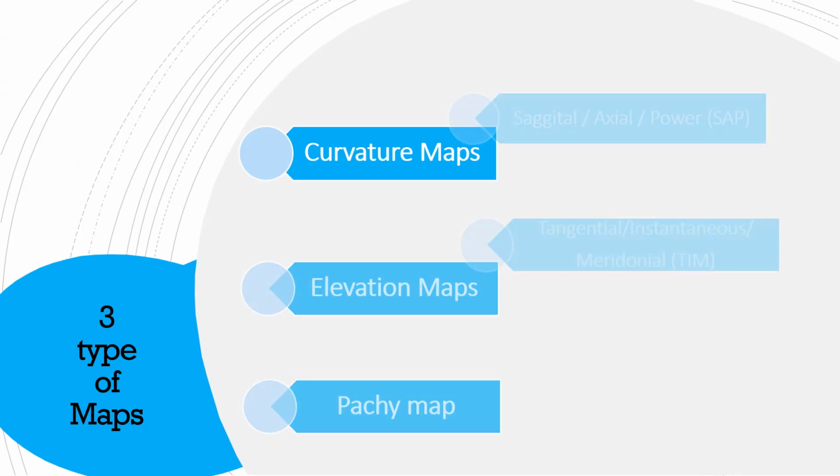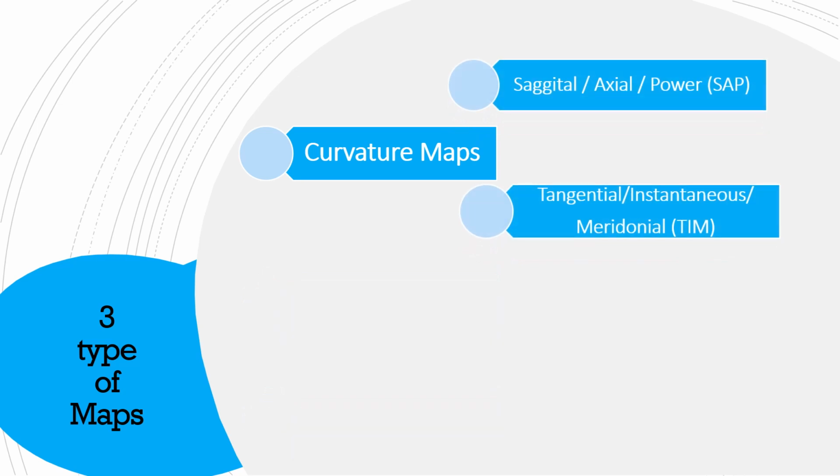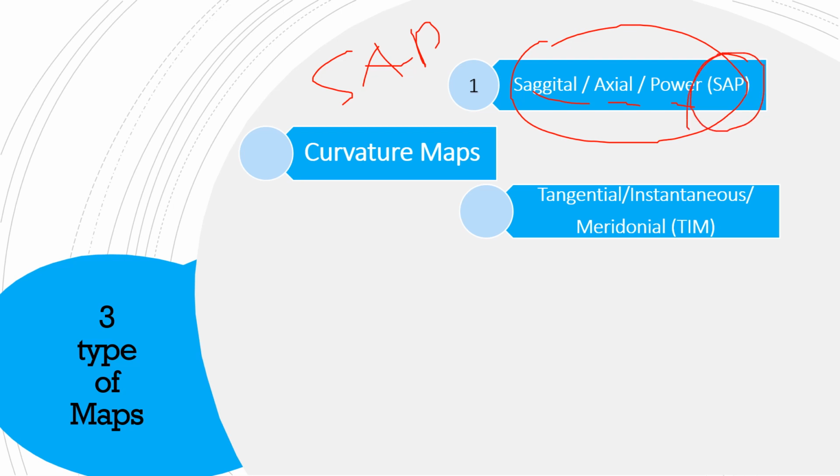So let's talk about the curvature maps. There are 2 types of curvature maps. One is called sagittal, axial, or power. They are all the same, just a different terminology, and I've devised a mnemonic called SAP, which means sagittal, axial, and power map are the same thing. So if you remember the SAP, you're going to need it throughout the course. So the SAP maps are sagittal or axial or power, and it is the same thing.